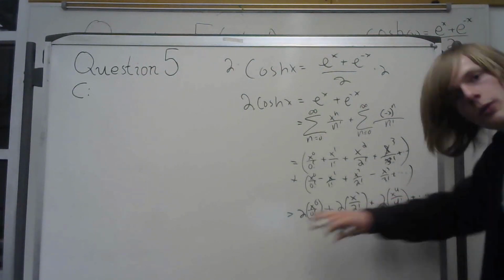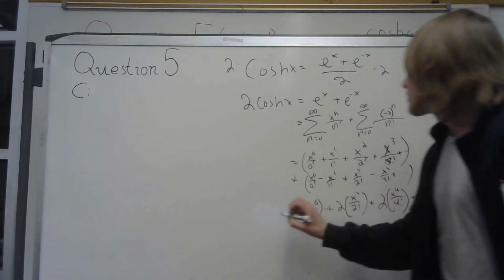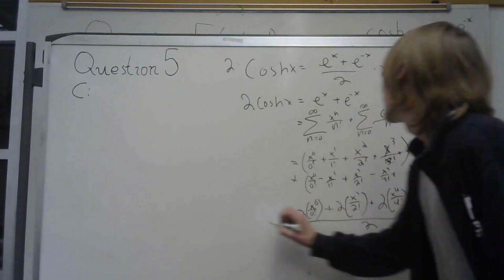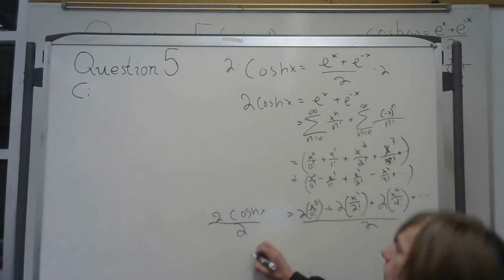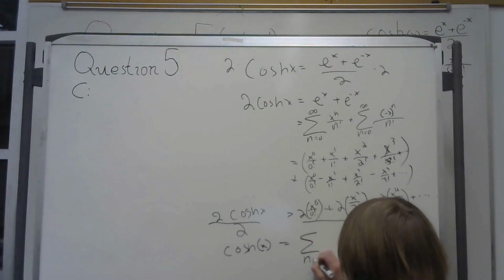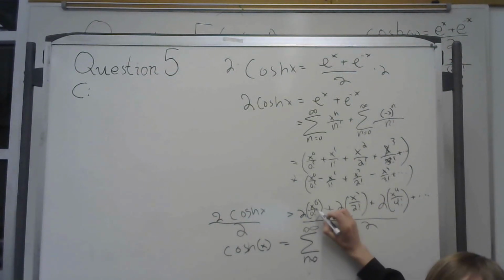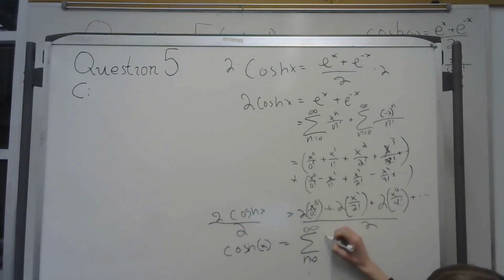And so before we turn this into a series, let's remember that this is equal to 2 cosh(x). So we divide both sides by 2. And these 2's cancel out. And so we know that cosh(x) is equal to the series going from 0 to infinity of x^(2n) over (2n) factorial. The exponent starts at 0, and then it goes to 2, it goes to 4, so it's going up by 2 every time, and the factorial also goes up by 2 every single time.